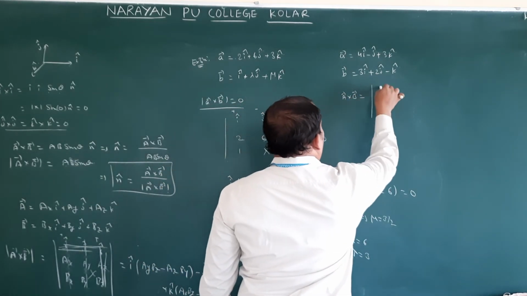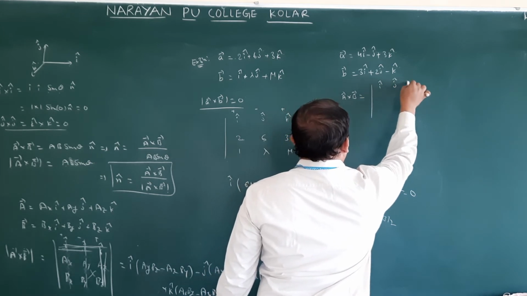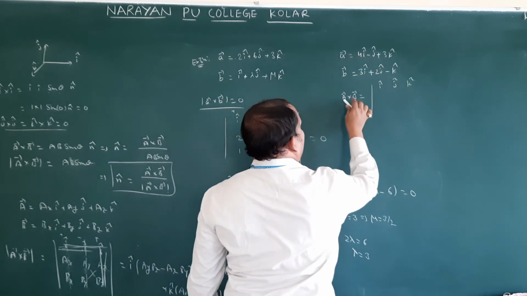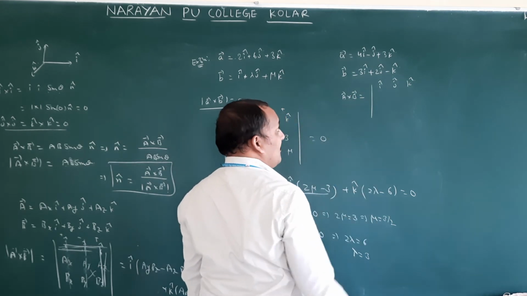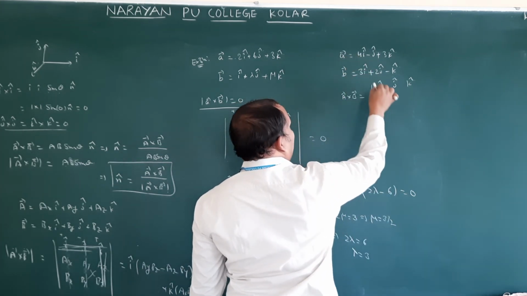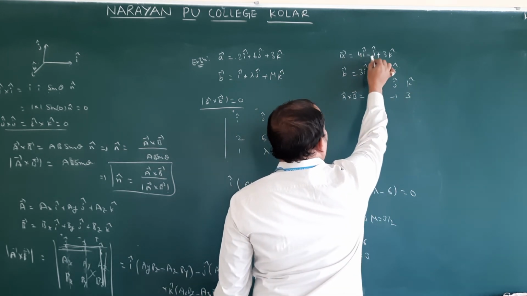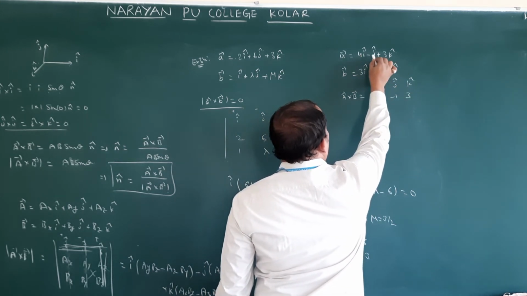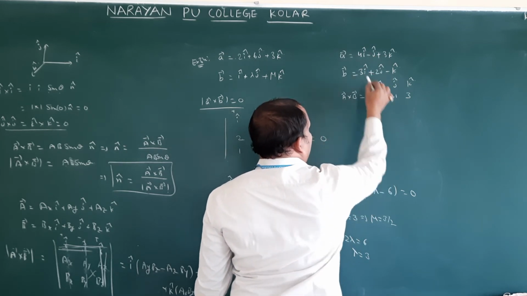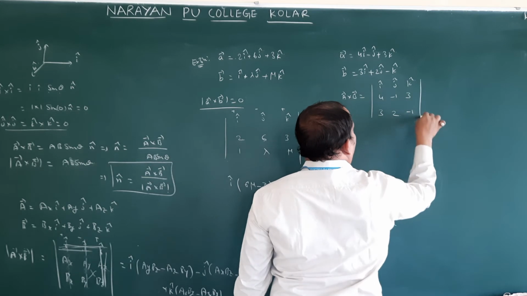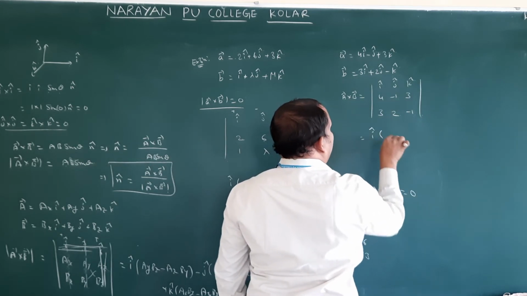So A bar plus B bar means I cap, J cap, K cap. First here they give therefore A components. Here small a bar plus small b bar we have to write. 4 minus 1 is 3. J component is minus 1. Here 3, 2, K component minus 1. Isn't it? So I cap again.